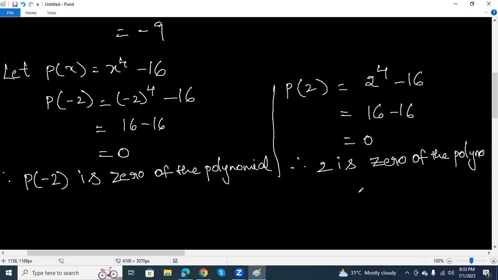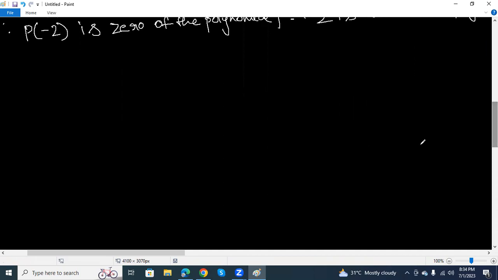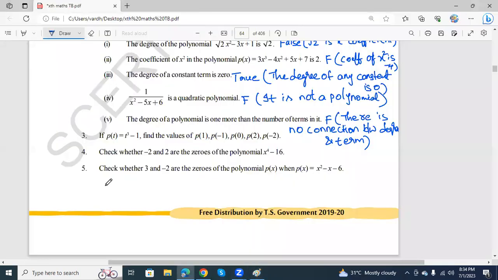Okay. Just by substituting the given numbers, we got the value of the polynomial as 0. So we can conclude our answer. The numbers 2 and minus 2 are zeros of the polynomial. Next. Check whether 3 and minus 2 are the zeros of the polynomial.